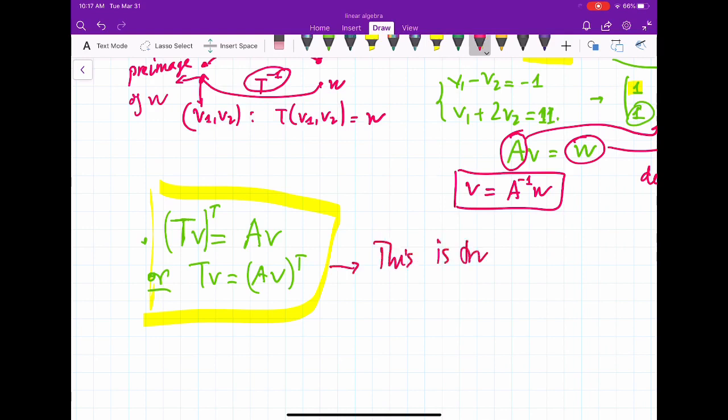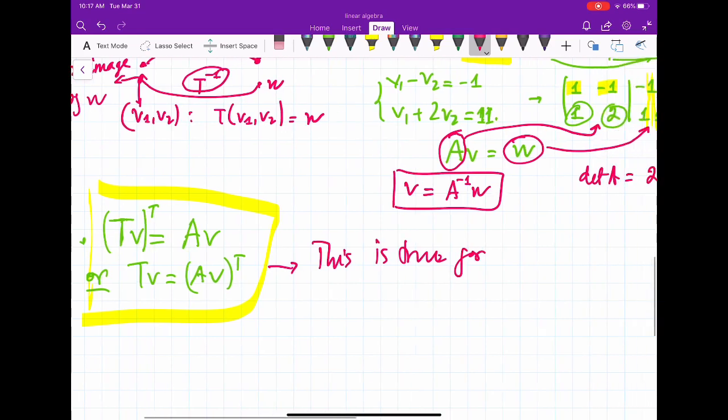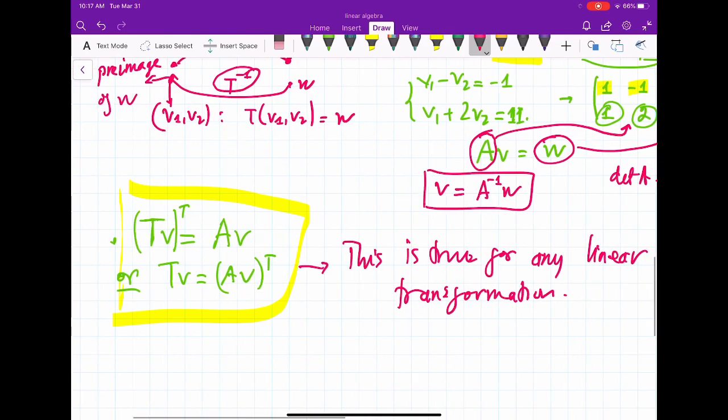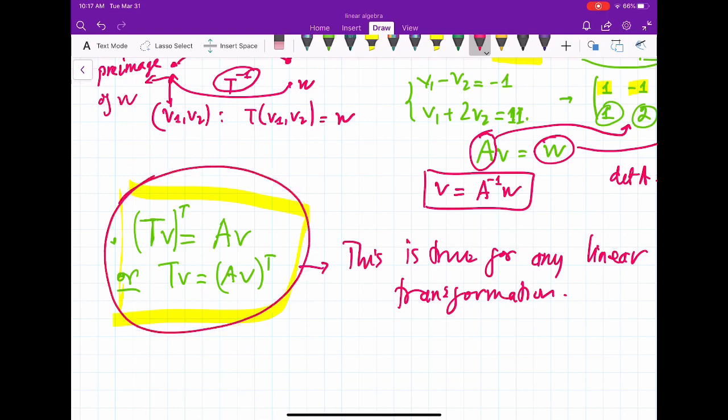This is true for any linear transformation. That means for any linear transformation, there is a matrix A such that you have these properties.